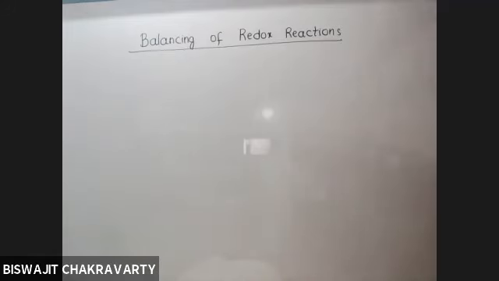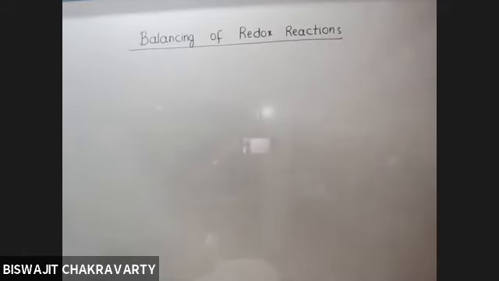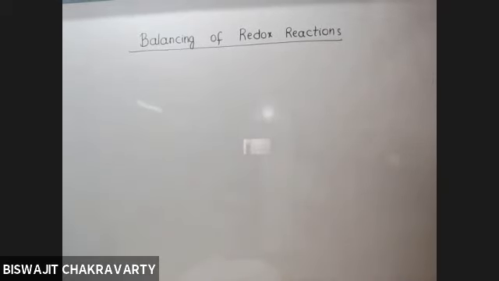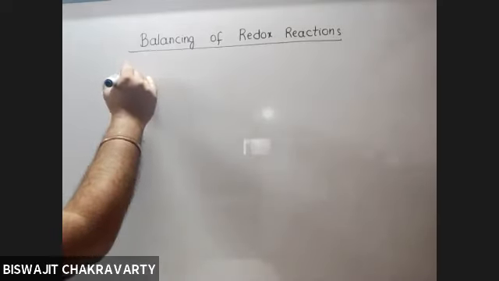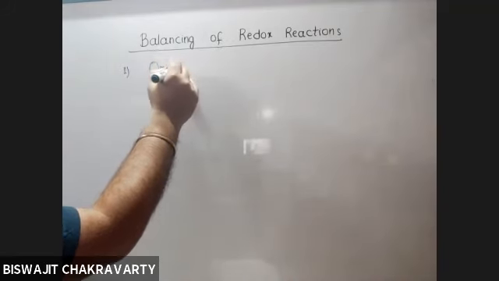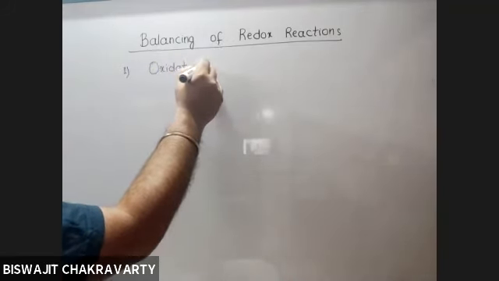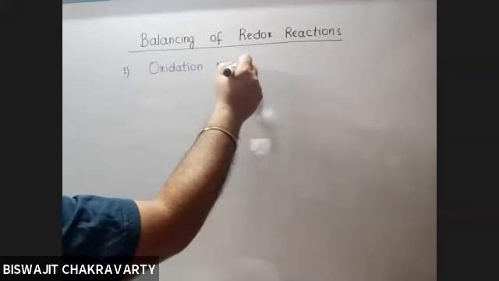You know how to do the balancing of equations. There are various methods, one of which is called the hit and trial method. On both sides, we generally look at the number of atoms and try to balance it. But under balancing of redox reactions, we will discuss two important types of methods. The first one is called the oxidation number method.